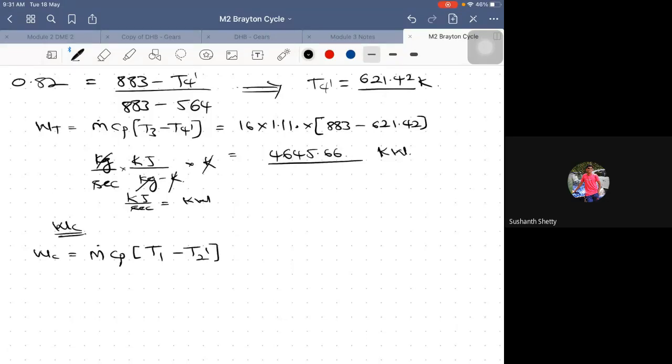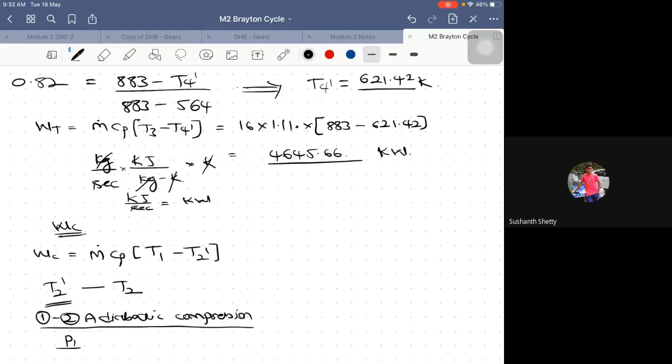I know the value of m dot, I know the value of Cp, I know the value of T1, but I don't know the value of T2 dash. Now, in order to calculate the value of T2 dash, I require the value of T2. How will I calculate the value of T2? Again, I have to go with the PVT conversion equation for 1 to 2, which is adiabatic compression.